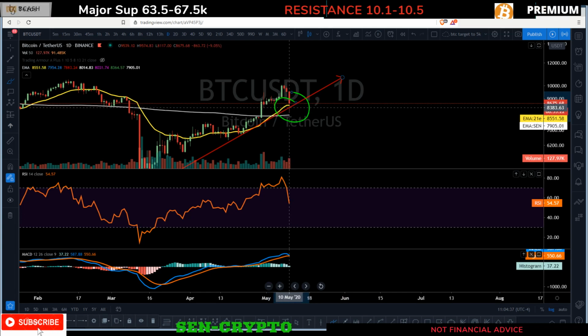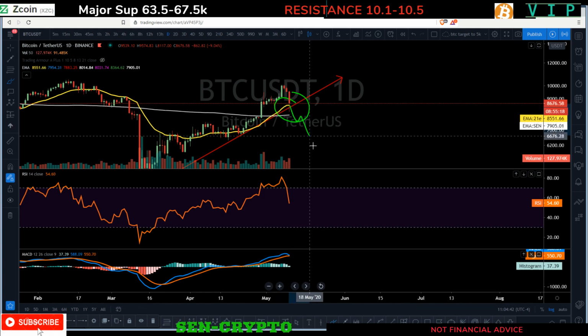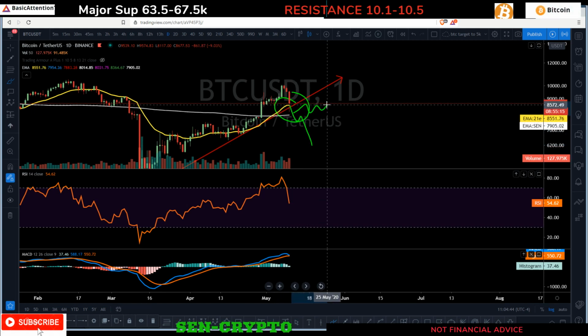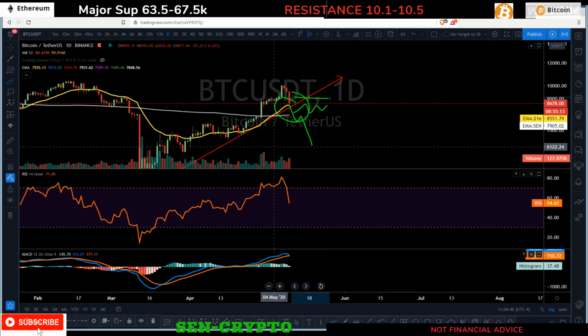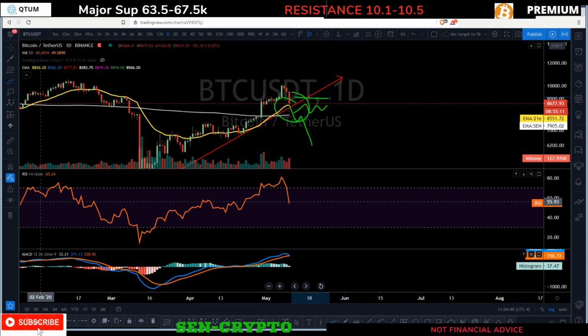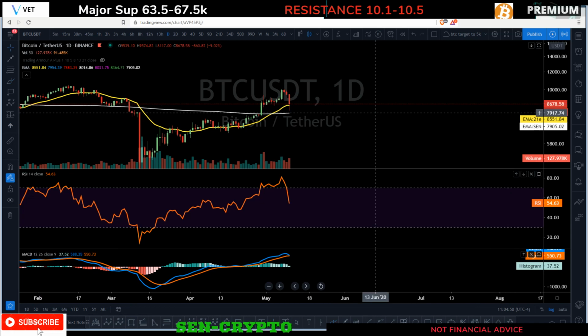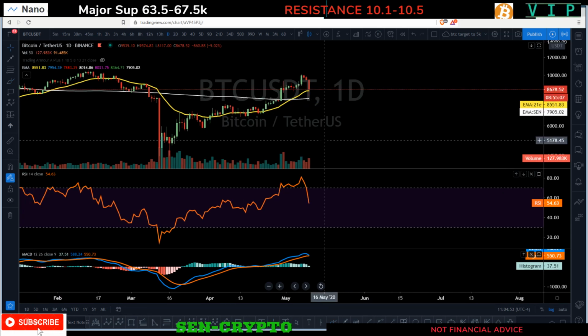If the bears are able to do that, we most likely are going to see a further continuation. It doesn't mean we cannot move sideways, make a bear flag, all of that good stuff, but the most important thing is we broke the trend line, at least for the short term.